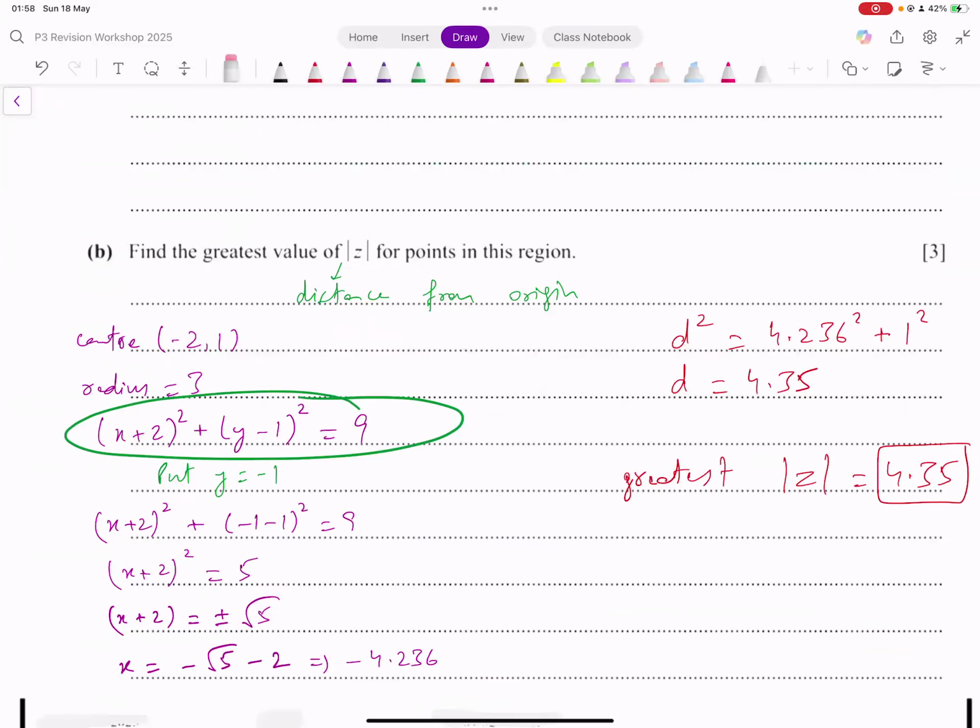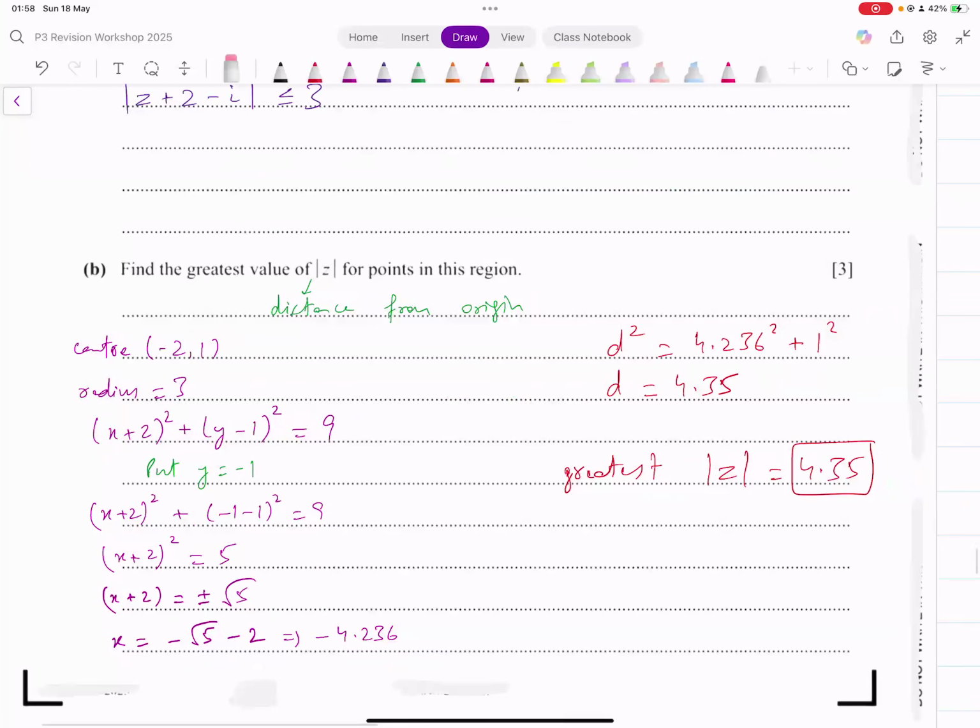Now, when y is equal to -1, find the value for x that you get. The value for x that I get is -4.236. That means that's the x coordinate of that point. So that point that we're talking about is (-4.236, -1). Find the distance of this point from the origin. Use Pythagoras or the distance formula, and that gives the distance. That's 4.35, and that's what we were looking for.